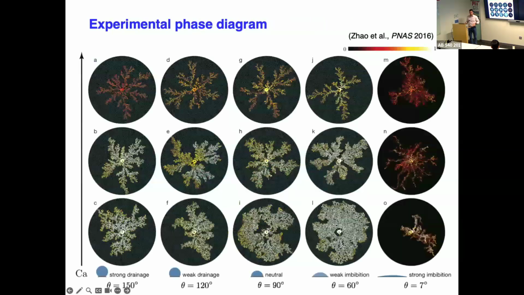So we did some experiments of viscous fingering in a disordered system. It's a circular microfluidic chip. We inject at the center a low viscosity fluid to displace a more viscous liquid. Okay. So that has been done many times. What has not been done many times is to explore the entire range of contact angles.